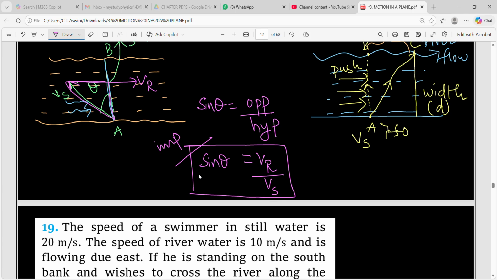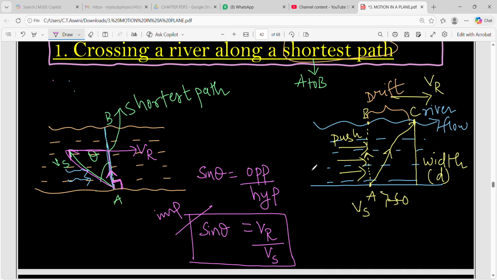He knows that. See, what is the shortest path? The perpendicular path is the shortest path. This is the shortest path. From this shortest path, he has to swim with an angle theta. This clarity is very needed in solving the questions. Clear with this, everyone? Now, we'll see some PYQs.